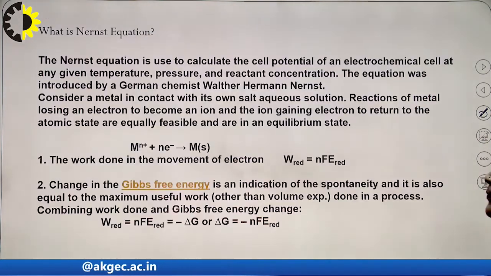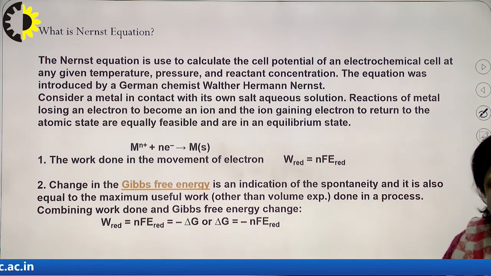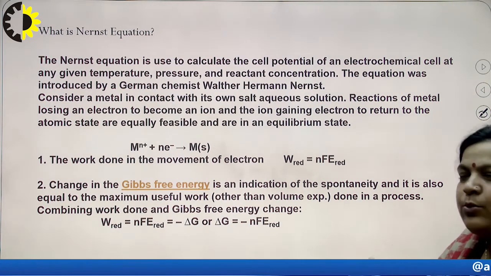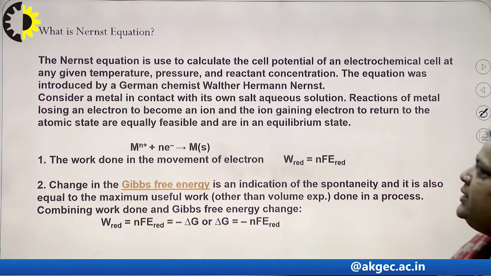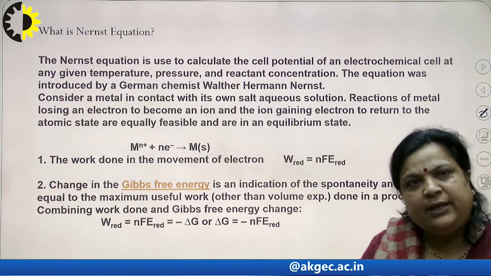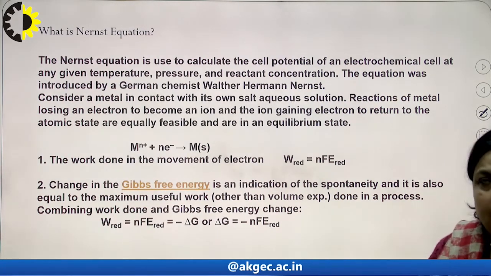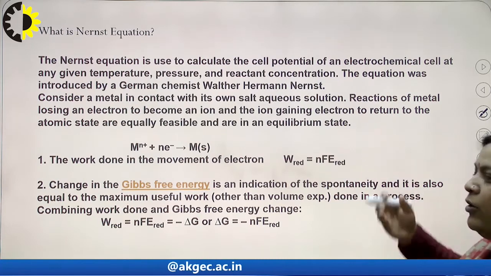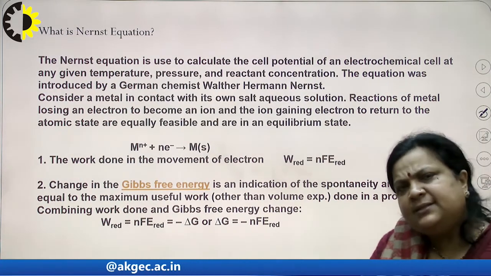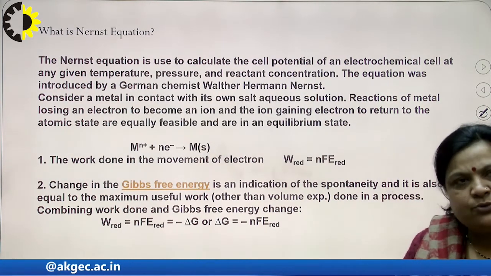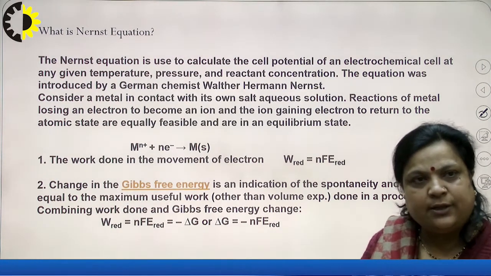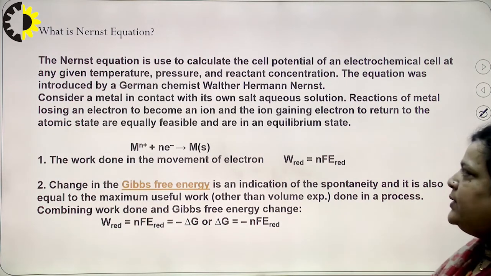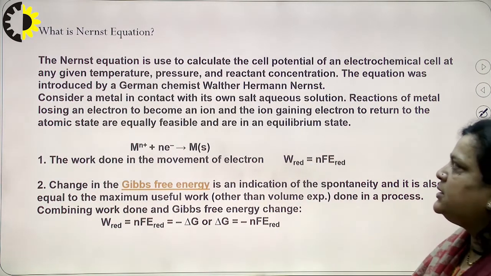Now, come to the next point, which is the Nernst equation. The first question is, what is the Nernst equation? This equation is used to calculate the cell potential of an electrochemical cell at a given temperature, pressure or reactant concentration. We can say that the Nernst equation is useful to calculate electrode potential at various concentrations, and it was introduced by the German chemist W.H. Nernst.